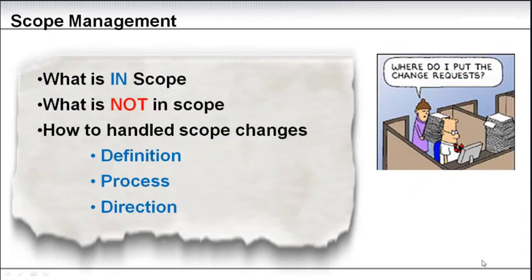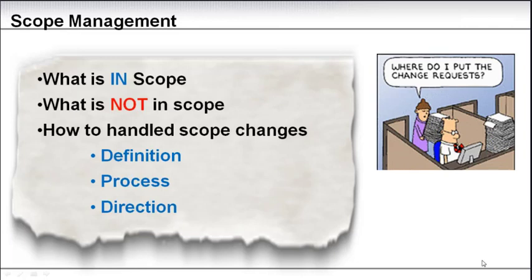So let's look at scope management first. So important when talking about scope management is a very clear definition of what is in scope, what is not in scope, and how to handle scope changes in terms of the definition of a scope change, a process for the scope change itself, and the direction for how to handle the scope change.